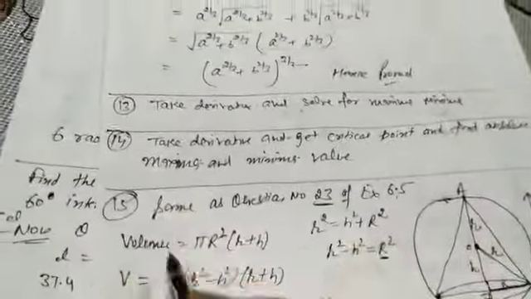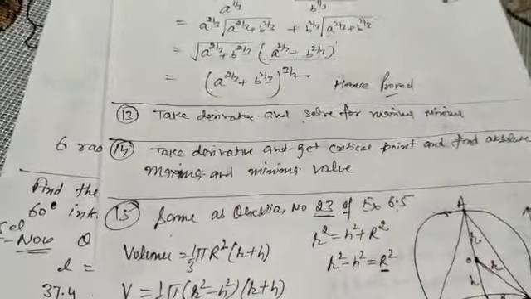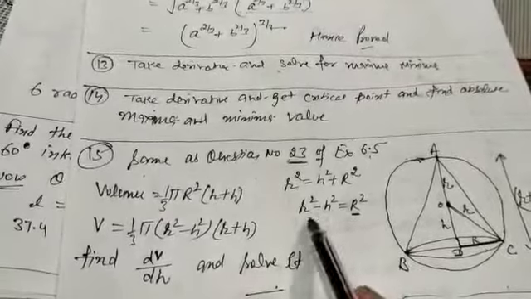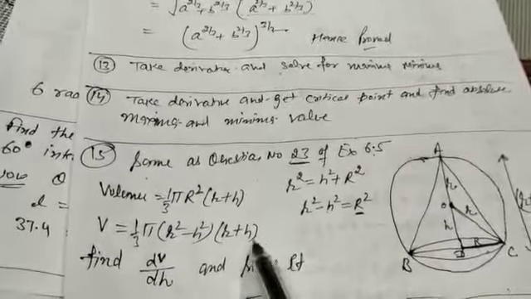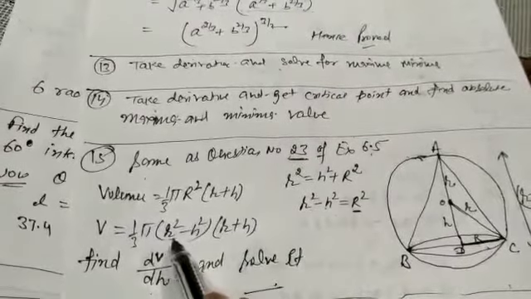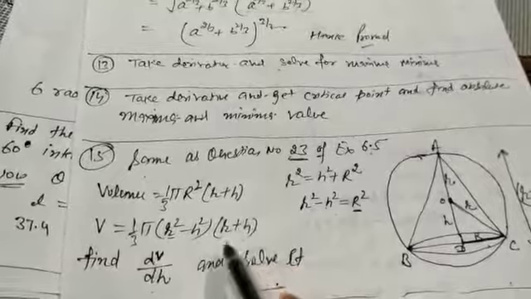Now volume of cone is equals to 1 by 3 pi r square h. 1 by 3 pi r square. R is equals to capital R square minus h square, R plus h. Now take the derivative with respect to h, because this R is a fixed quantity because it is the radius of the sphere. So it is a fixed quantity.